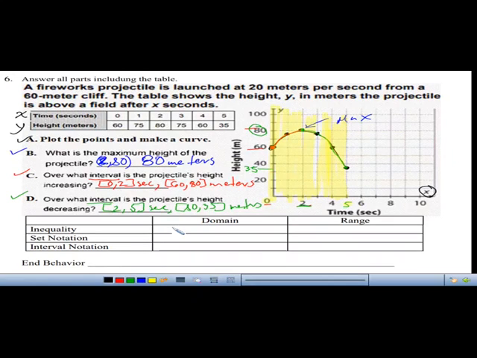So if it's from 0 to 5, and it includes those, that means it's 0 less than or equal to X less than or equal to 5. In set notation, solution set of X, 0 less than or equal to X less than or equal to 5. In interval notation, bracket 0, comma 5, and bracket.